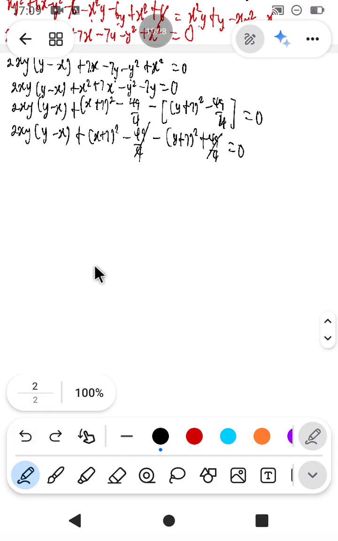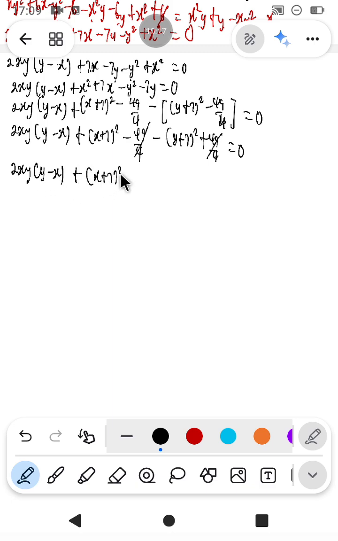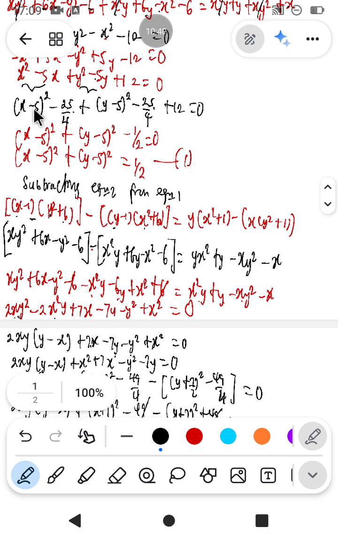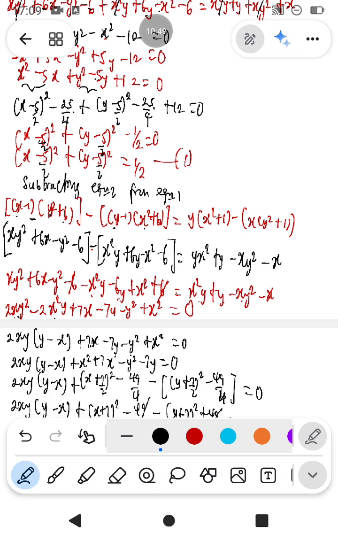Now, let's move on, guys. So, what are we going to do now? We have 2xy into (y minus x), plus (x plus 7 over 2) squared, then minus (y plus 7 over 2) squared equal to 0. Sorry, it's 7 over 2. My God, 7 over 2. I'm very sorry for that. We are completing the square. And here also, we made the same error. This should be 5 over 2, I'm very sorry for that.